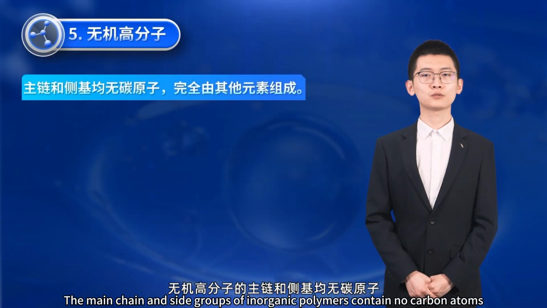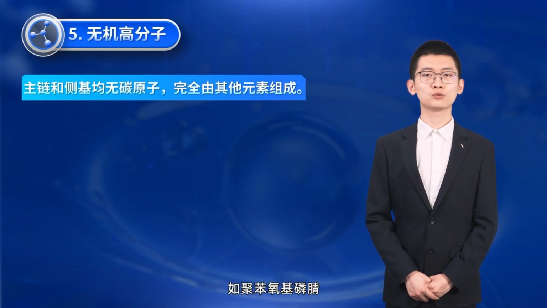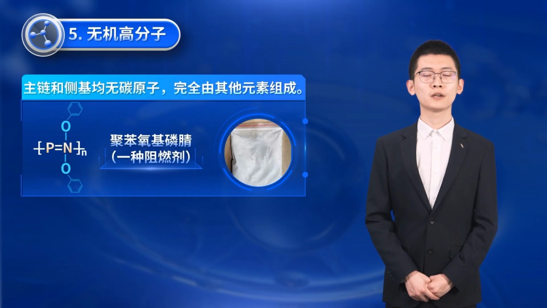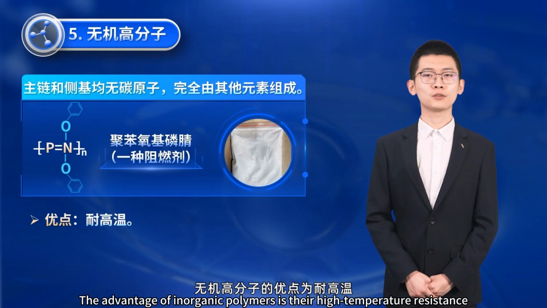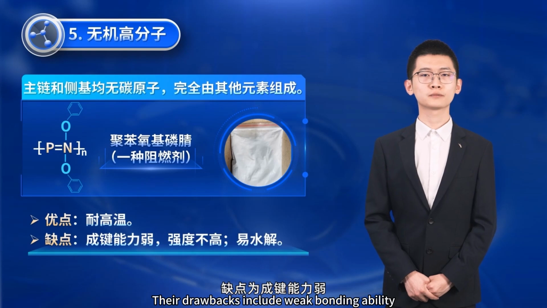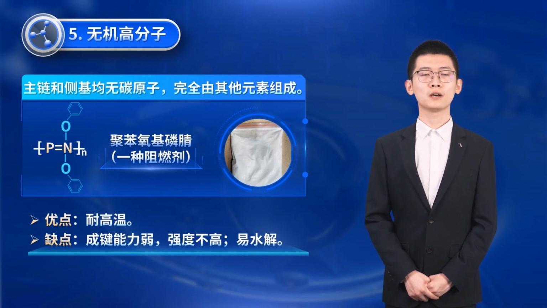The main chain and side groups of inorganic polymers contain no carbon atoms. They are entirely made up of other elements. For example, polyphenoxy orthohydroxy groups. They are used as flame retardants. The advantage of inorganic polymers is their high temperature resistance. Their drawbacks include weak bonding ability, low strength, and susceptibility to hydrolysis.